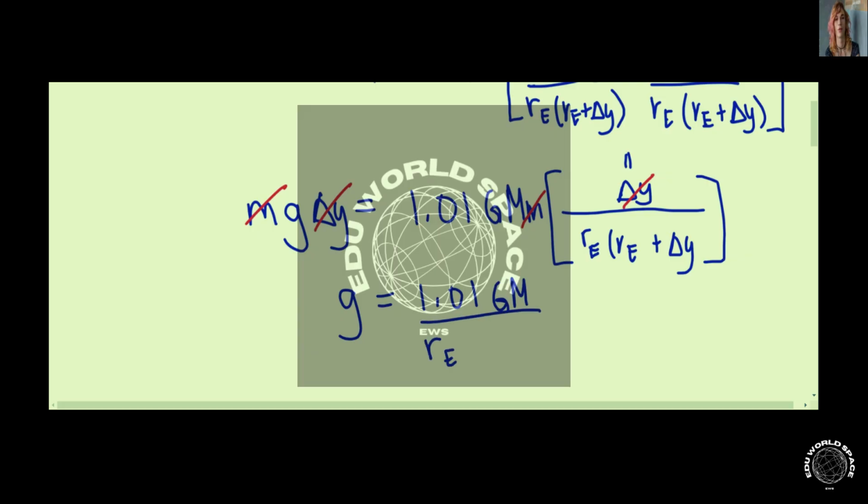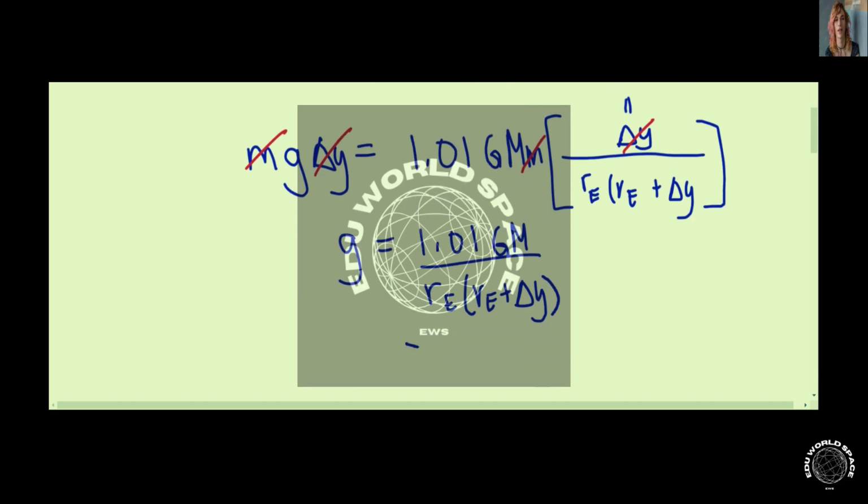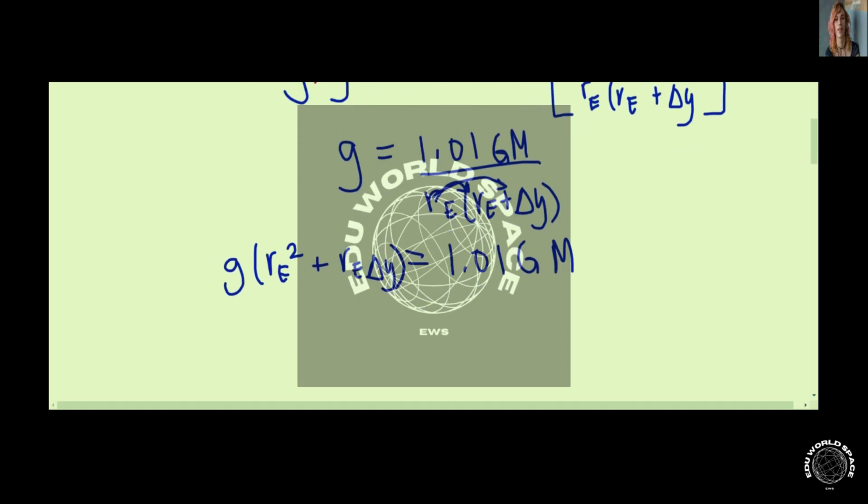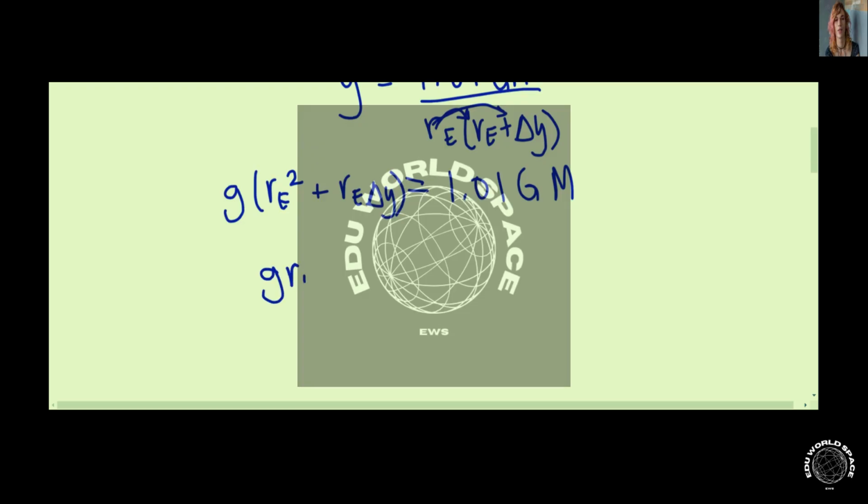So I'm just combining the fractions here. So I've got RE times RE plus delta Y still on the bottom. So I'm going to multiply by the denominator here on both sides. And so I will get 1.01 GM on the right-hand side and G RE. Let me put these two together. So RE squared, I'm just multiplying this in, plus RE delta Y. And we're going to multiply in that little g.